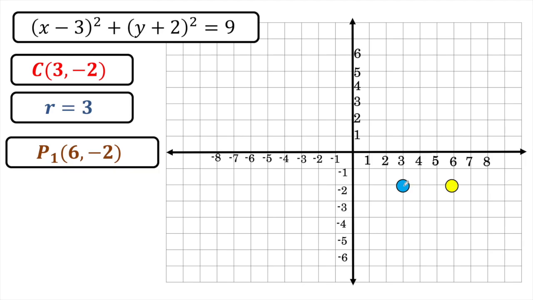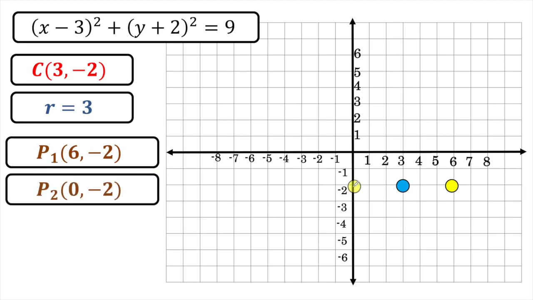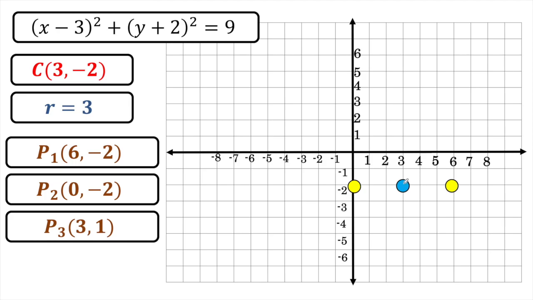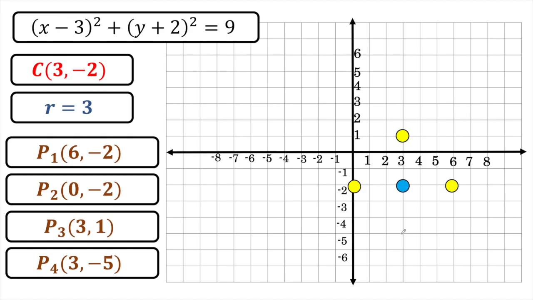And from the center, let us count again 3 units from the left. 1, 2, 3. Here we have 0, -2. From the center, we can count upwards 3 units. 1, 2, and 3. So in this case, the coordinate is 3, 1. Now from the center, counting downwards 1, 2, and 3, we can say that the 4th endpoint is at 3, -5. Now given this endpoints and the circle, we can definitely construct the circle.